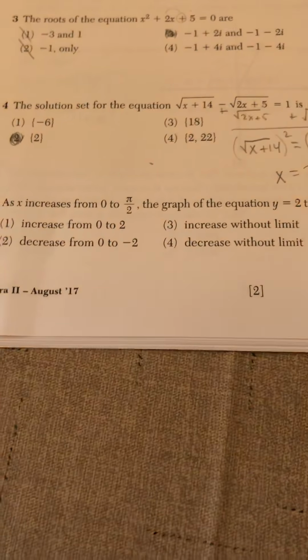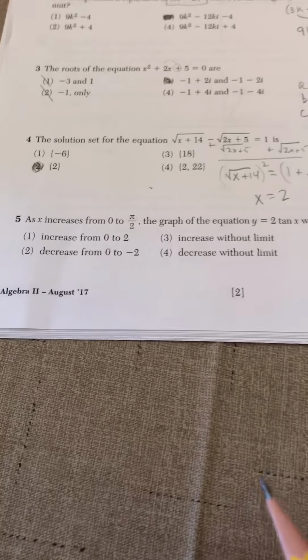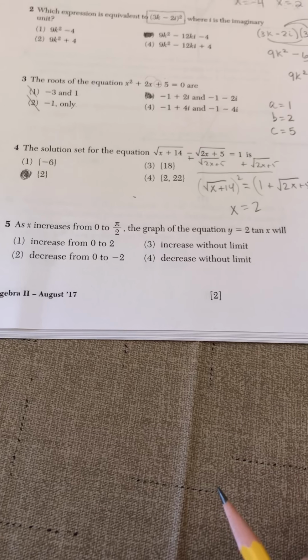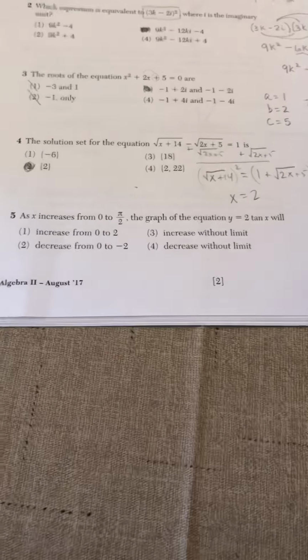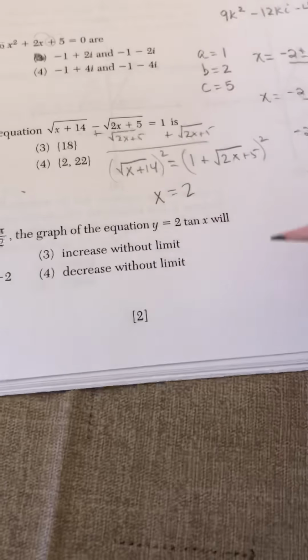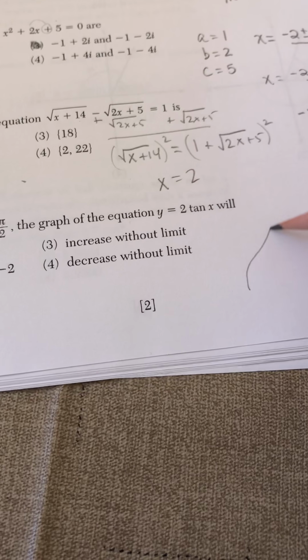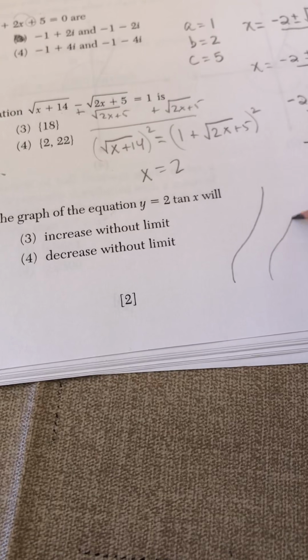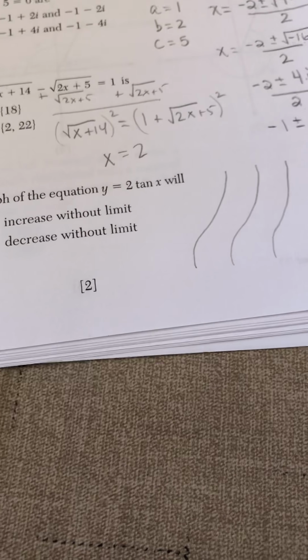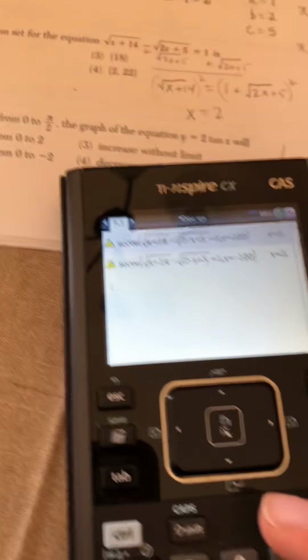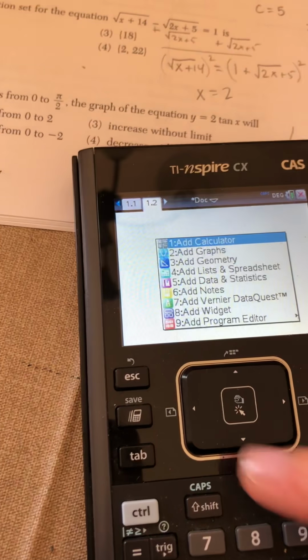Okay, and last but not least, as x increases from 0 to pi over 2, the graph of the equation y equals 2 tan x will... So here we go. Now remember that tangent graph? The tangent graph is like the zebra stripes. Okay, this is what it's going to look like. It's repeating. It's cyclic. So if you're unsure, you can again cheat this in a calculator.